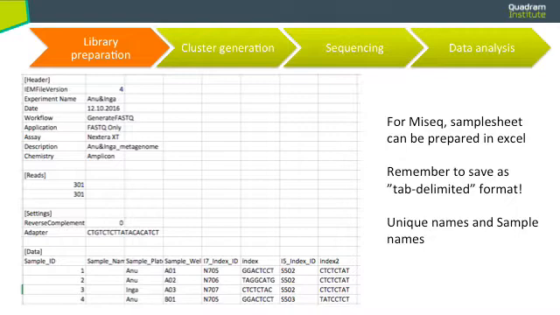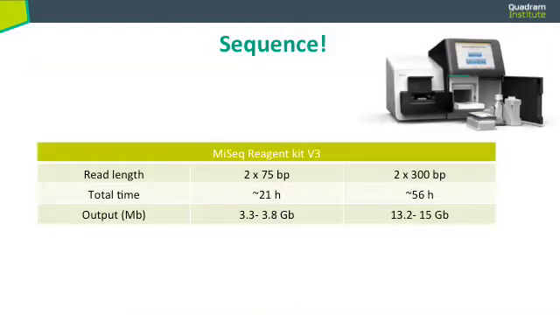Okay, so what do we do after we have all of these things ready? We sequence. So this is the sequencing in the MiSeq. With the MiSeq, you can have two types of kits. You can have the 75 base pairs one, which is 2 into 75. So if you have paired end, you will have 150 base pairs. Or you can have the 2 into 300 base pairs, which is 300 and 300, which becomes 600 base pairs as a paired end read.